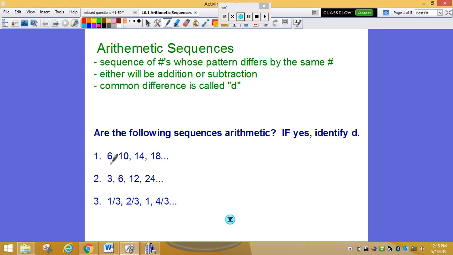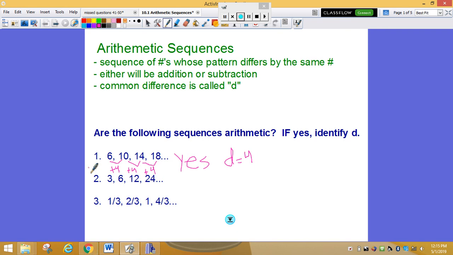So to get from 6 to 10, I add 4. To get from 10 to 14, I add 4. To get from 14 to 18, I add 4. So did I add the same thing each time? Yes. And it says find D. Well, D is what we're changing by, and I'm changing by 4.